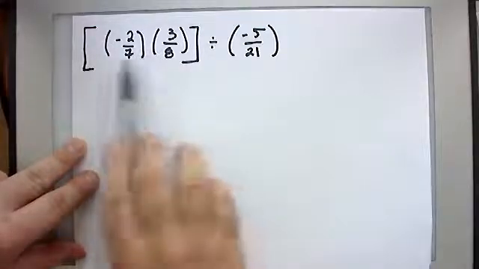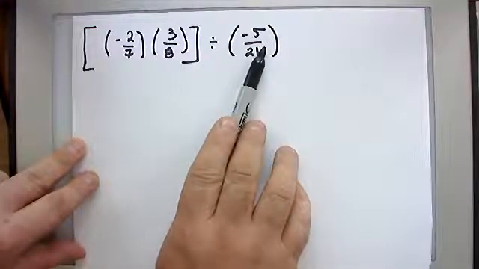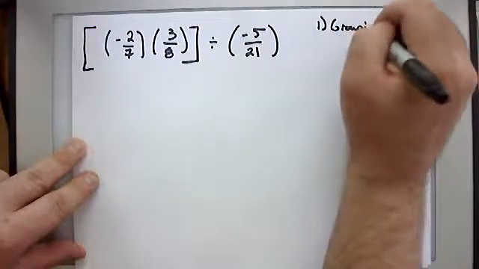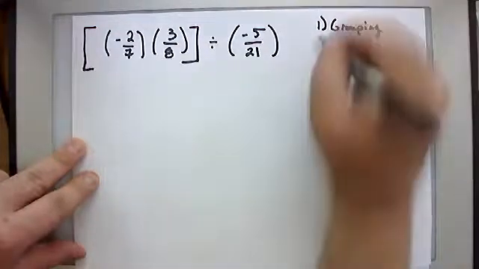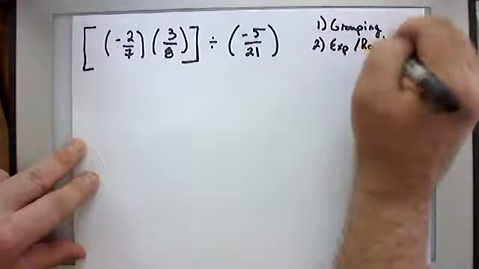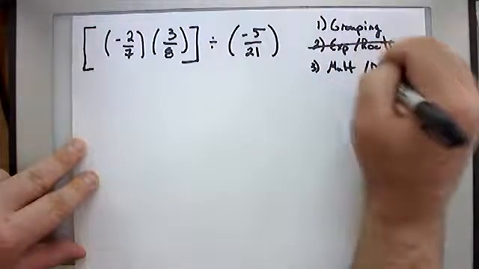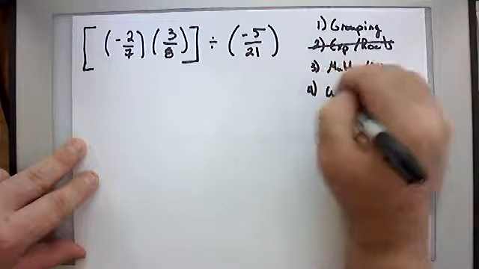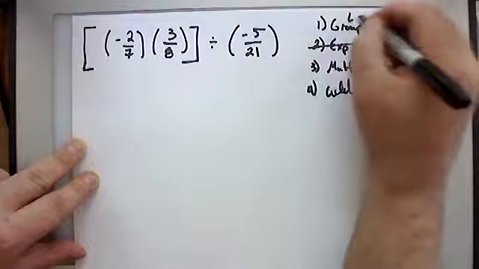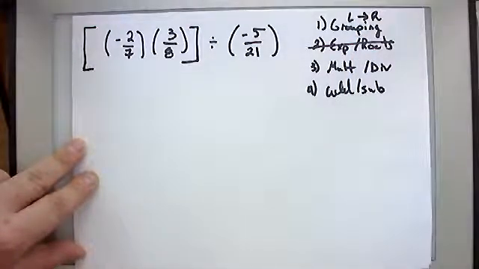So we have these two guys in the bracket divided by this fraction over here. What's the order of operations? Remember, first step is grouping, meaning like parentheses, brackets, things like that. Second step, exponents and roots, which we are not dealing with yet, so that shouldn't happen. Third step, multiplication and division. Fourth step, addition and subtraction. And remember, if they're on the same step, like multiplication and division, then you just give them priority going left to right.